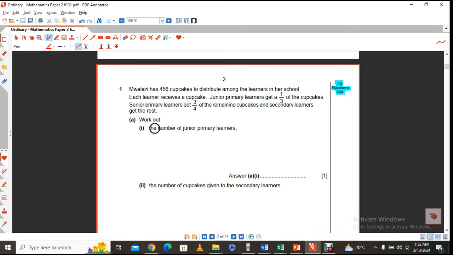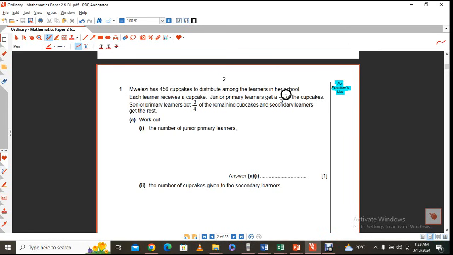There is the first question here. Molezi has 456 cupcakes to distribute among the learners in her school. Then the instruction says each learner receives a cupcake. That definitely means that there are in total 456 learners at the school.